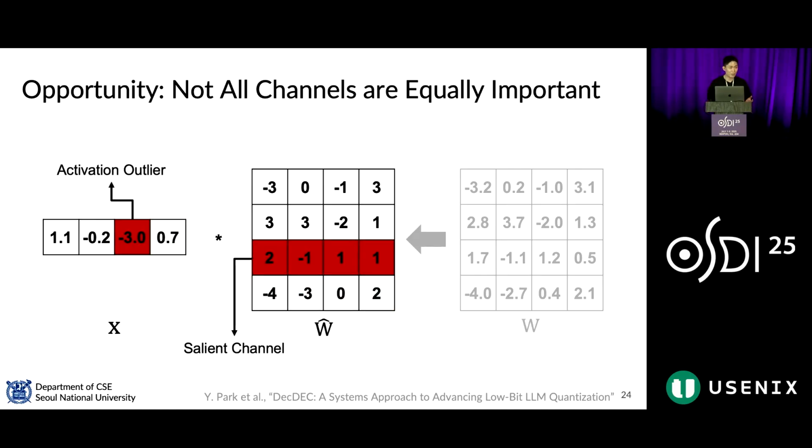When you look at the activation vector, we often find some elements that are much larger than others. These are commonly called activation outliers. In the context of quantization, the channels that are multiplied by these activation outliers become more important than the other channels. This is because when weights are multiplied by a large activation value, the quantization errors in these weights are amplified accordingly. We call these channels salient channels.